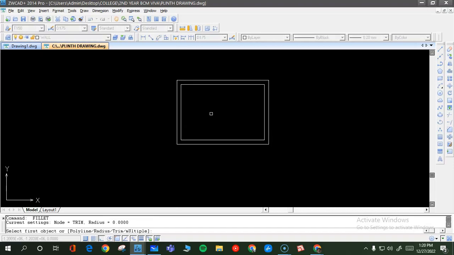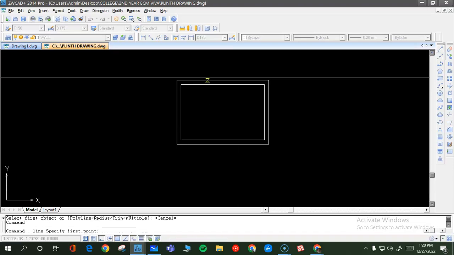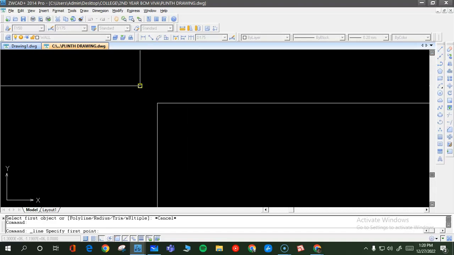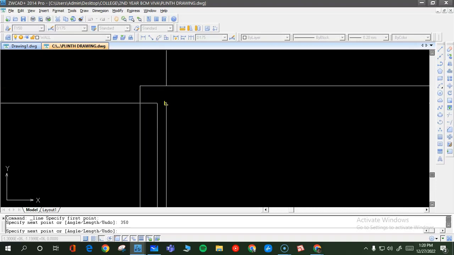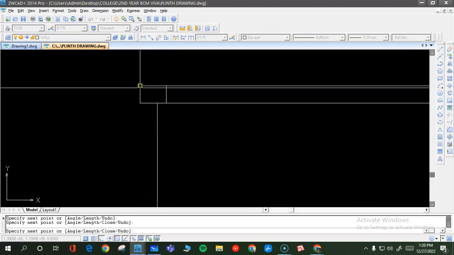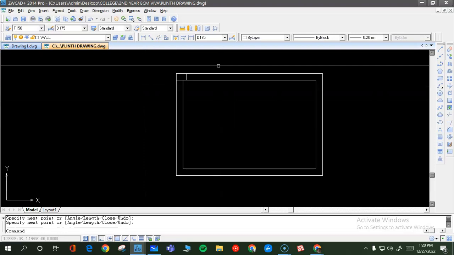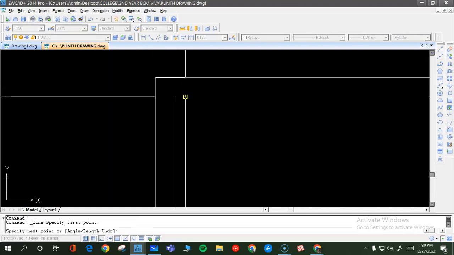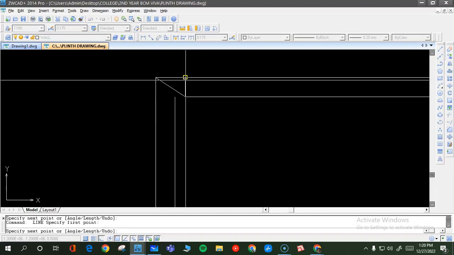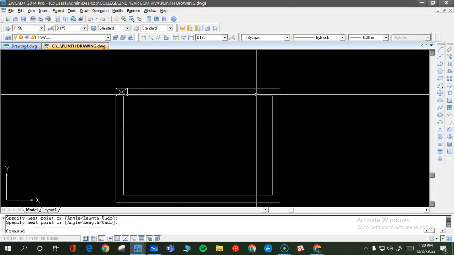Now they have mentioned that there are 4 columns. The size of the column they have given is going to be 350 by 230. Okay, so let us try to draw this column here. I will take 350 in this direction, 230 in this direction, and this is one column. Like that you can draw all the 4 columns. You can show them with a cross like this, so that will indicate the column.